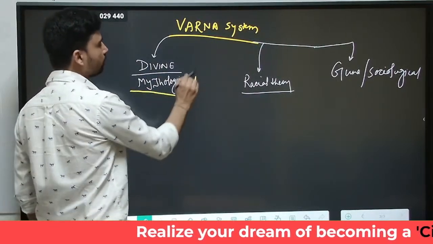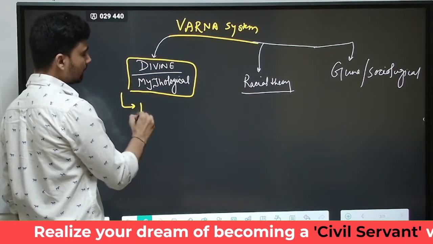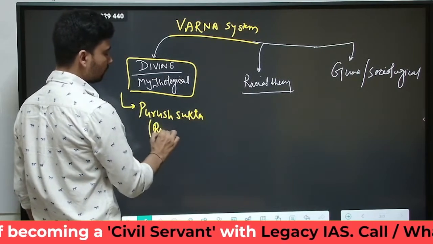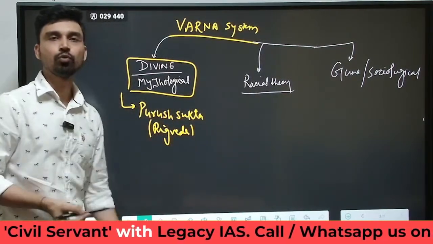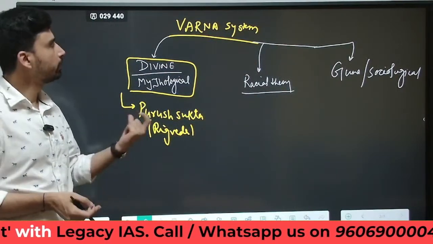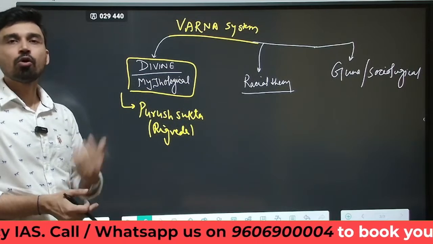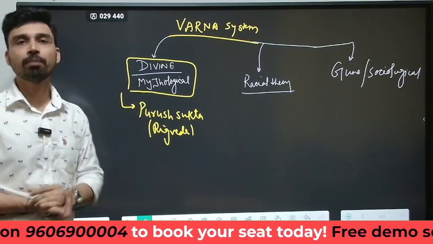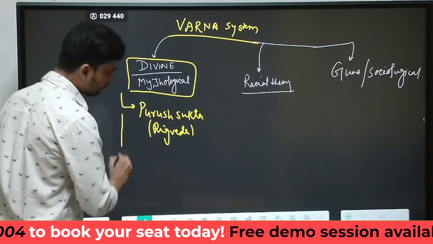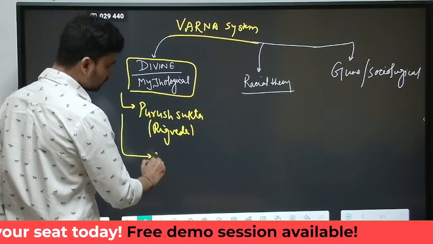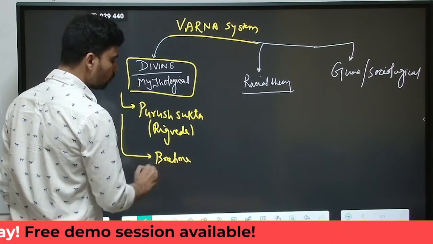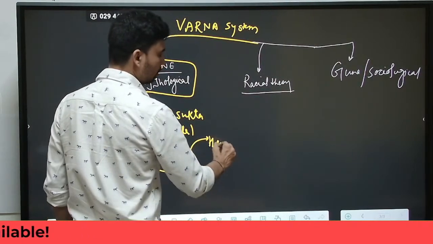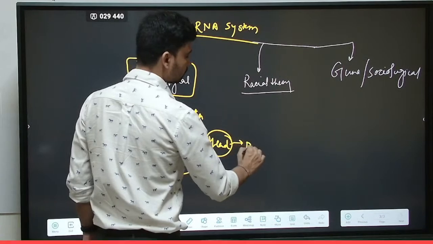So what is divine or mythological theory? This is something that has been referred to in the Purush Sukta, which is a part of one of the Vedas, that is the Rig Veda. As per the Purush Sukta of Rig Veda, the Varna has come into existence because all the four different Varnas have originated or been born from different parts of the Brahma. We have discussed about Brahma, that is the eternal reality, universal reality. So as per this theory, from the head part of Brahma, there is an origin of Brahman.